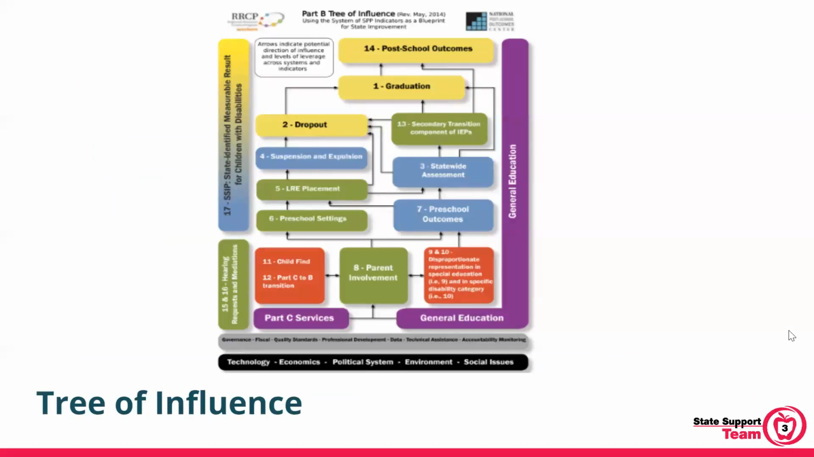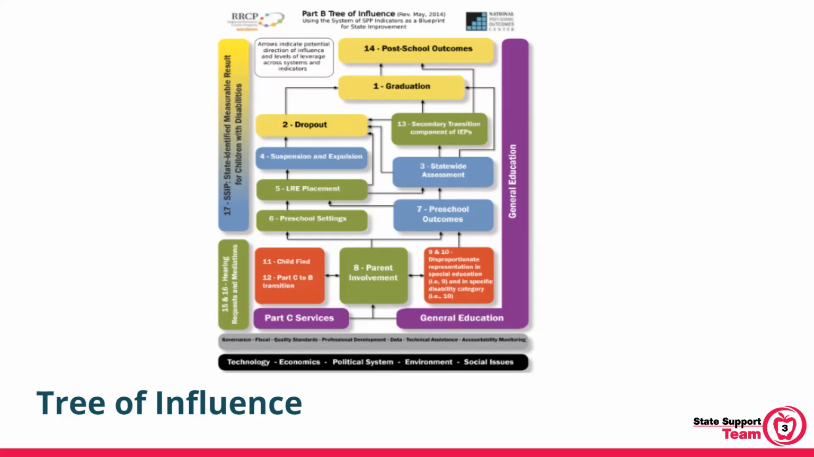The tree of influence. So graduation and dropout. Graduation specifically, indicator 1, it's really important to remember that graduation does not start in high school, that there are many, many factors that go into whether a student will graduate by standard requirements or whether a student will drop out. Many of the indicators that are part of our SPP profiles, for instance, parent involvement, indicator 8, that's a key factor in preventing dropping out and promoting graduation by standard requirements.